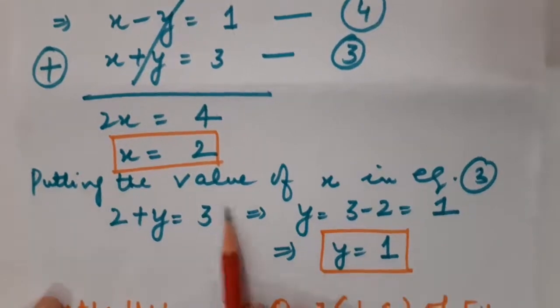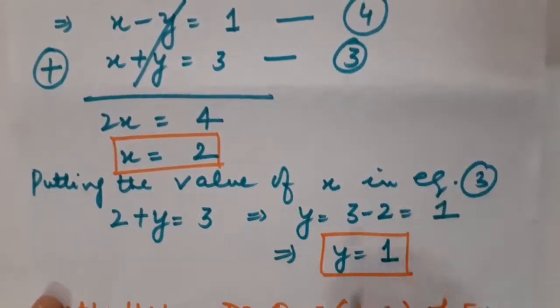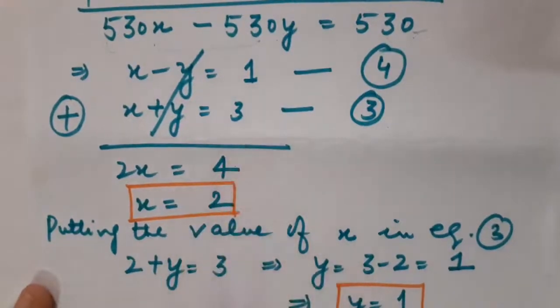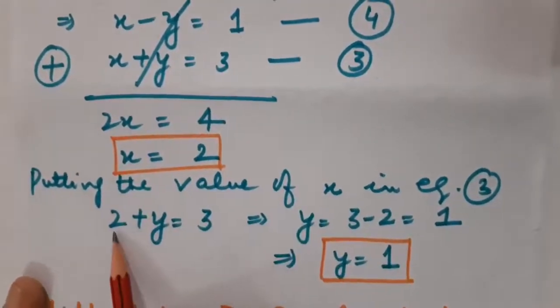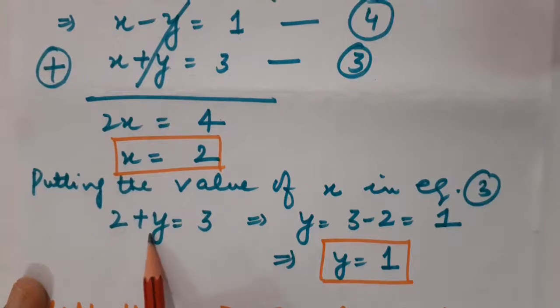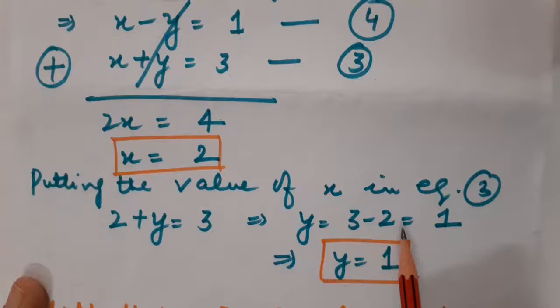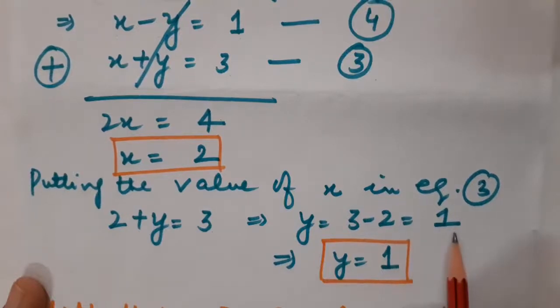Now put the value of x in equation number 3. What is equation number 3? This is x plus y is equal to 3. So in place of x, children, I am going to put 2. 2 plus y is equal to 3. So y is equal to 3 minus 2. This is equivalent to 1.